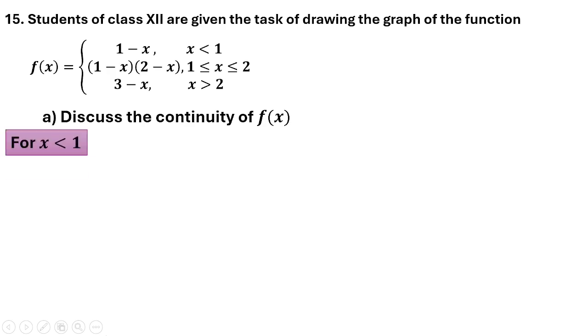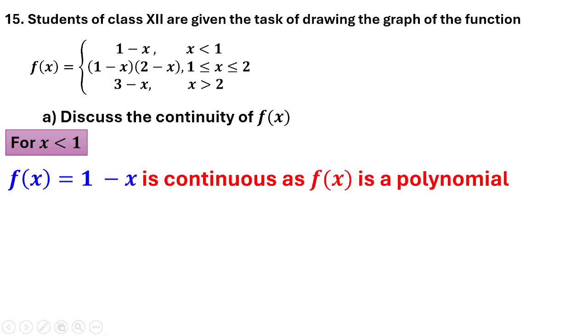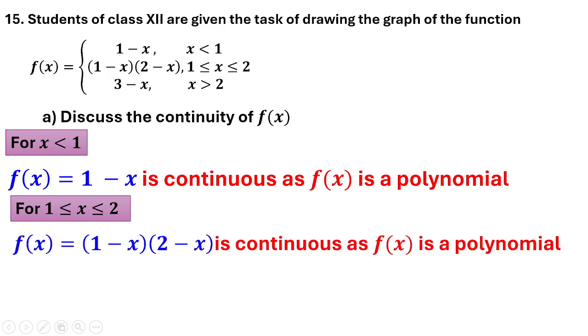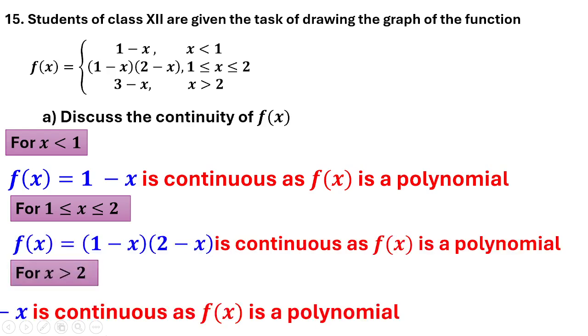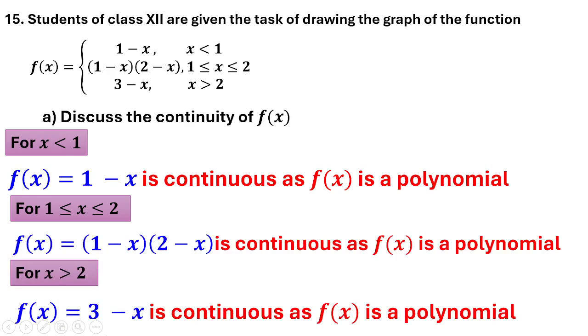Continuity discussion means you have to prove for all real numbers, but we will try to prove for less than 1, 1 to 2, and greater than 2. Now you can very quickly do it because at less than 1 it is a polynomial. For 1 to 2 it is a polynomial. For greater than 2 it is a polynomial. Therefore, no need to even discuss it, but I'm writing it so that it is a polynomial. Therefore, it is continuous. We have to check at 1 and 2.